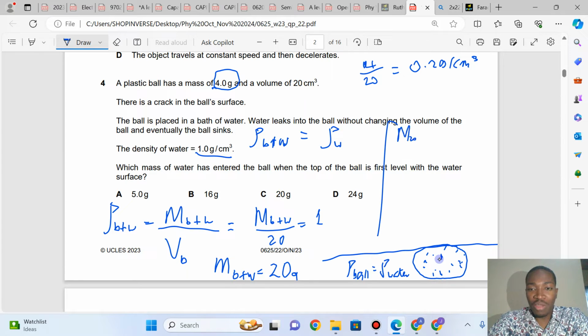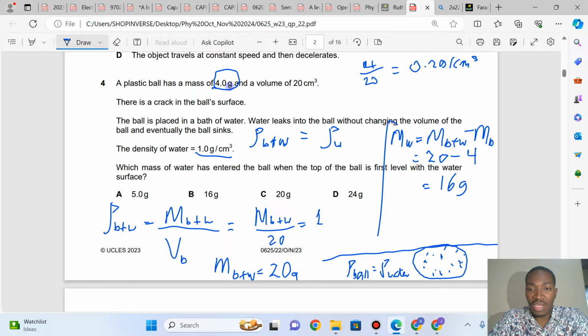Mass of the ball only is equal to the mass of the ball when filled with water minus the mass of the water that entered the ball. So the mass of the water that entered the ball equals the mass of the ball when filled with water minus the mass of the ball without water. The mass of the ball when filled with water is 20 grams. 20 minus the mass of the ball only, which is 4, so 20 minus 4, we get 16 grams. That's the mass of the water that entered the ball, okay?